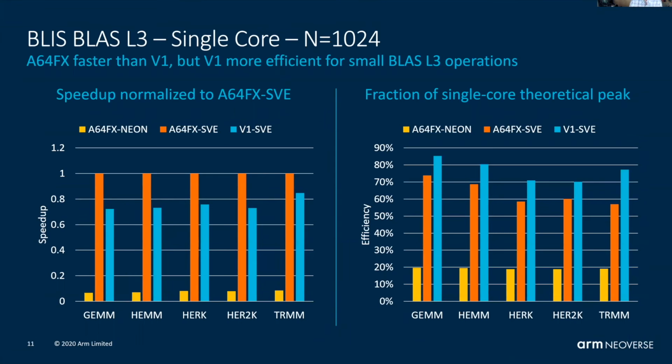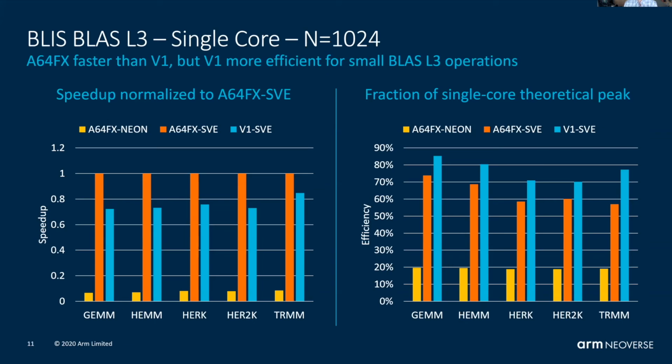BLIS L3 tells a more interesting story, I think. So here again, we're limited to fairly small sizes. This is a square matrix of 1024 to a side. And if we look at the speedup, we see that predictably the V1 does not outperform the A64FX. And I want to emphasize, this is the specific configuration of the V1 that I've chosen, the 3 gigahertz with the 1 meg L2 cache and a single core. I'm not allowed to talk about the TDPs, but I'm telling you that you can match the A64FX with performance using a V1 based design.